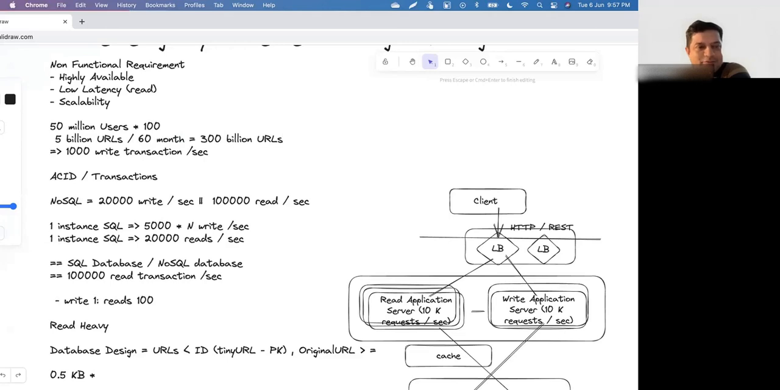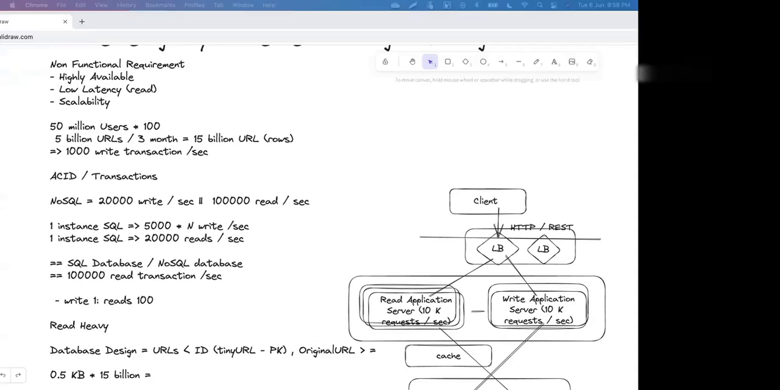Because maybe after 5 years, you may flush the information, or we are doing it in 90 days. So in that case, even 3 months is good enough. But yeah, if it is 5 years also, no problem. If it is 90 days, then you have 15 billion URLs, so 15 billion rows as well. And every row is 0.5 KB, so this is how much? 7.5 billion KB.